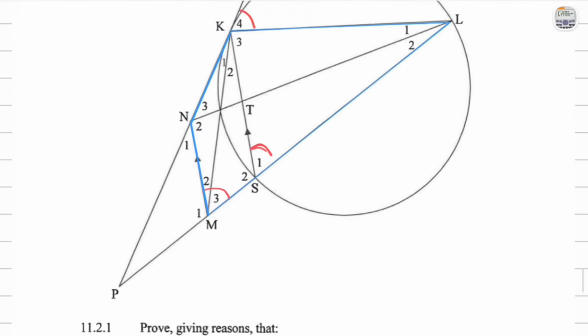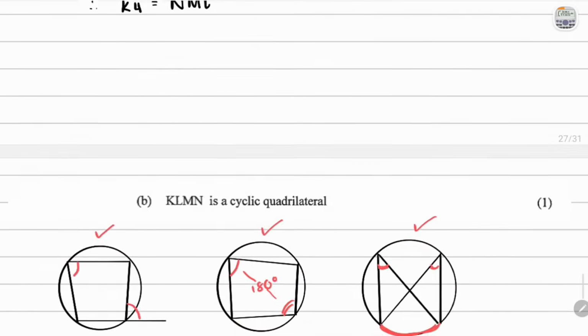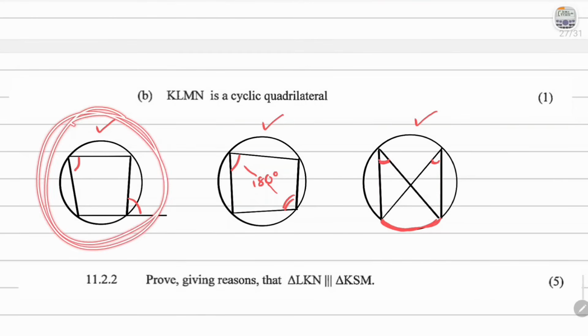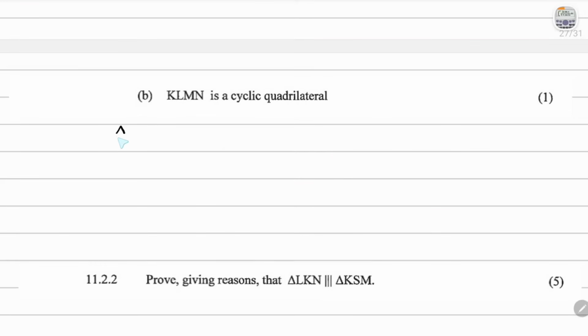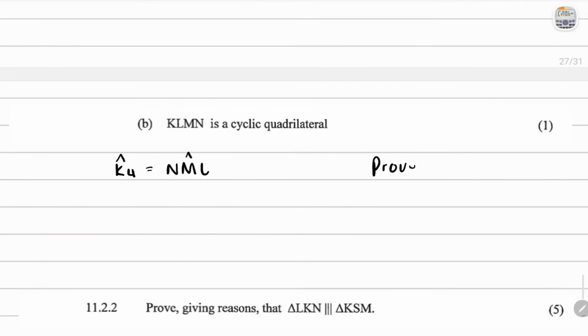But in this case, it is quite clear because we can see that the exterior angle of this quad is actually equal to the opposite interior angle. This is something we've already proven. We showed them that angle K4 eventually is equal to angle NML. So in this case, we can just go with this theorem. So we're telling them that angle K4 is equal to angle NML, which is the exterior angle. And that has been proven already in the previous question. So we can tell them this has been proven. And because of that, that would conclude that KLMN is indeed a cyclic quad.